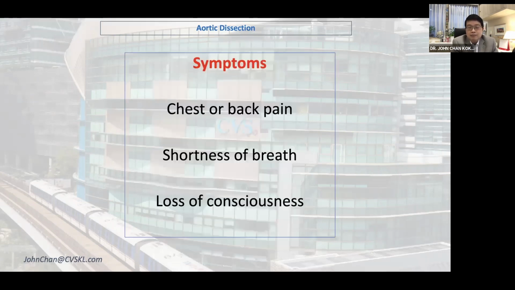So the symptoms of this condition are chest or back pain, shortness of breath, or a loss of consciousness. If the aortic dissection involves the arteries to the brain, then that can cause a loss of consciousness.